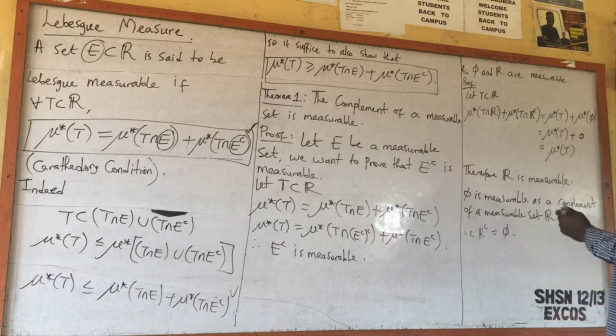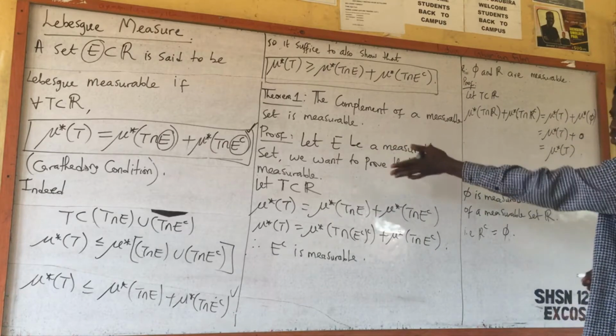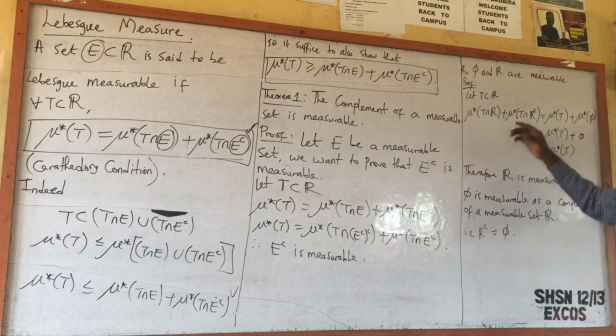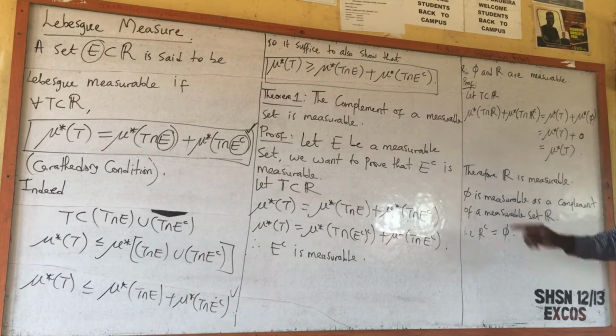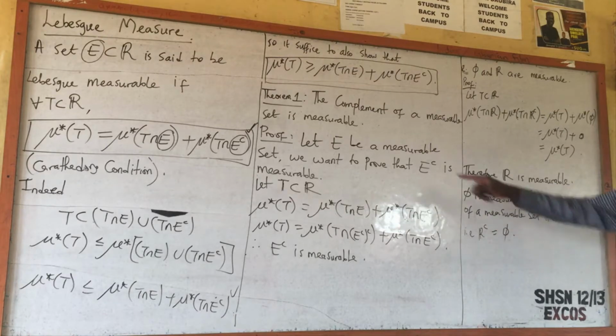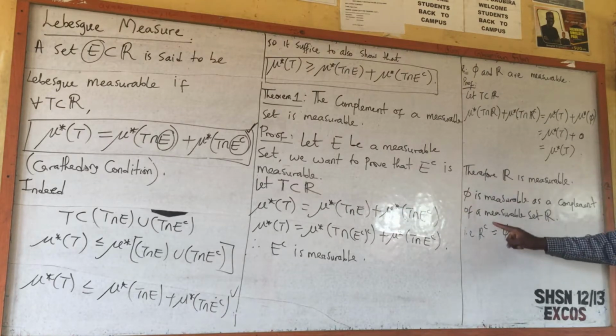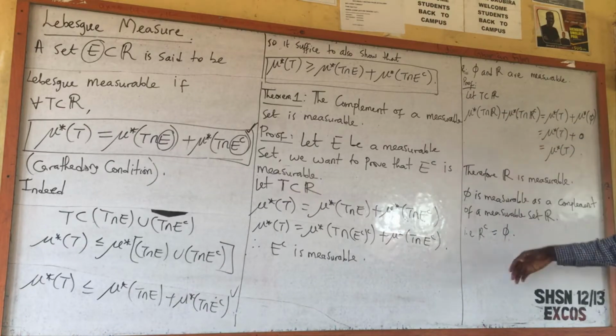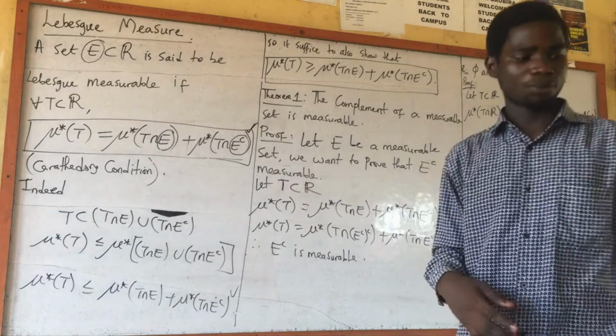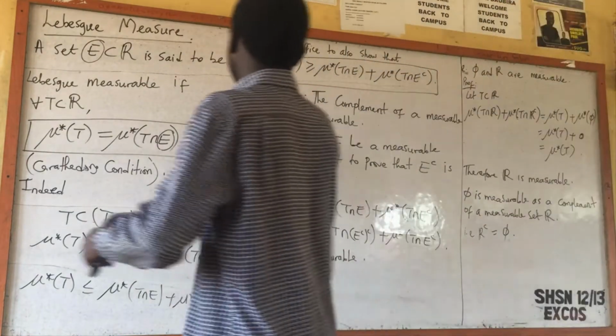So don't forget, the first theorem I proved here is that the complement of a measurable set is measurable. I have proved that R is measurable. So, since R is measurable, that means it's a measurable set. The complement of a measurable set is measurable, and since R is a measurable set, the complement is also measurable. That means R complement will also be measurable from this theorem. And what is R complement? The empty set. So that means the empty set is measurable from this Theorem 1. So we have proved that as well. So let's go to the third one.